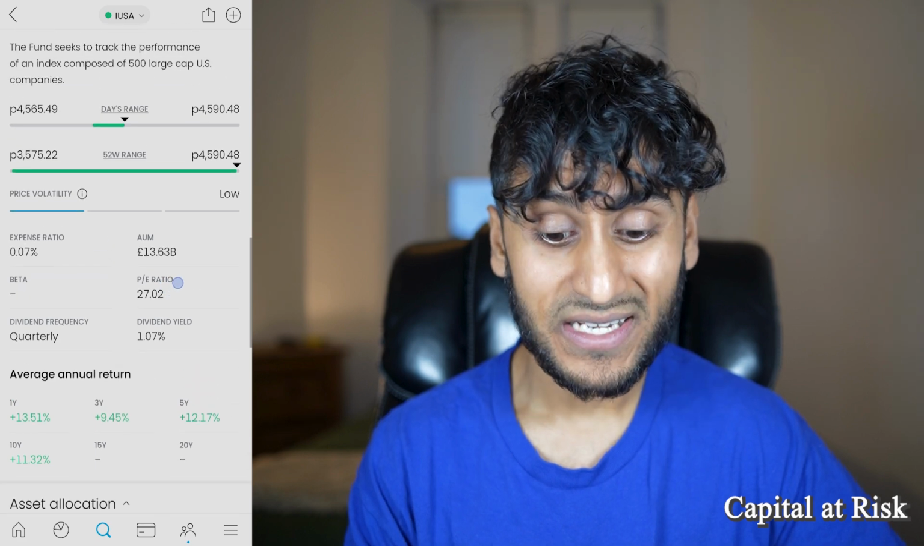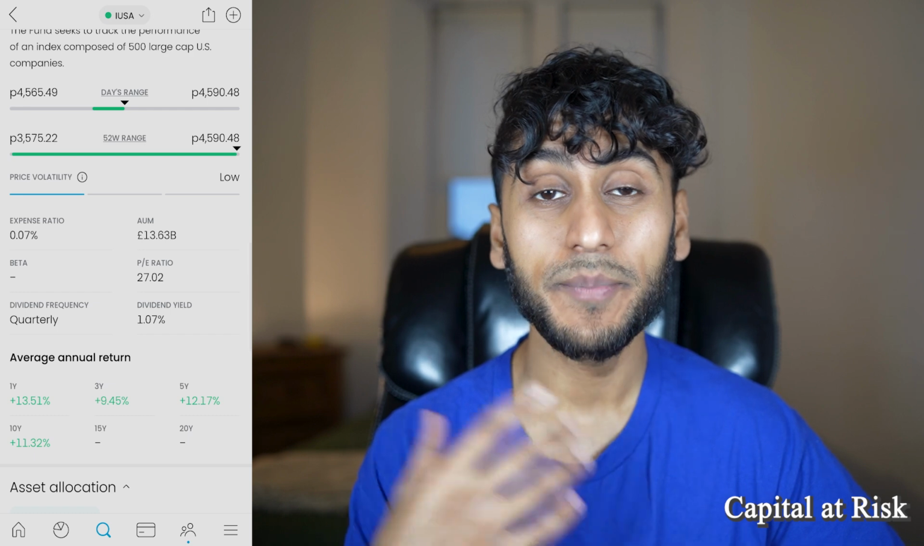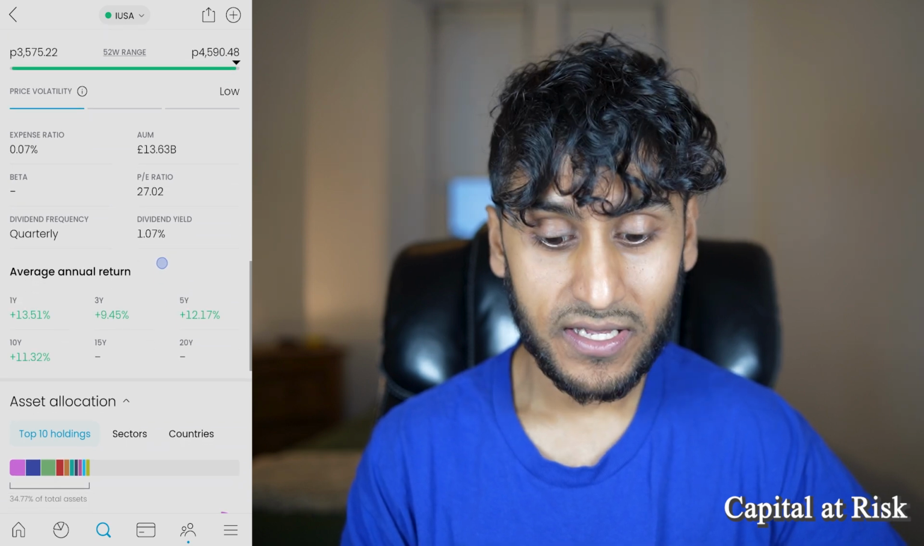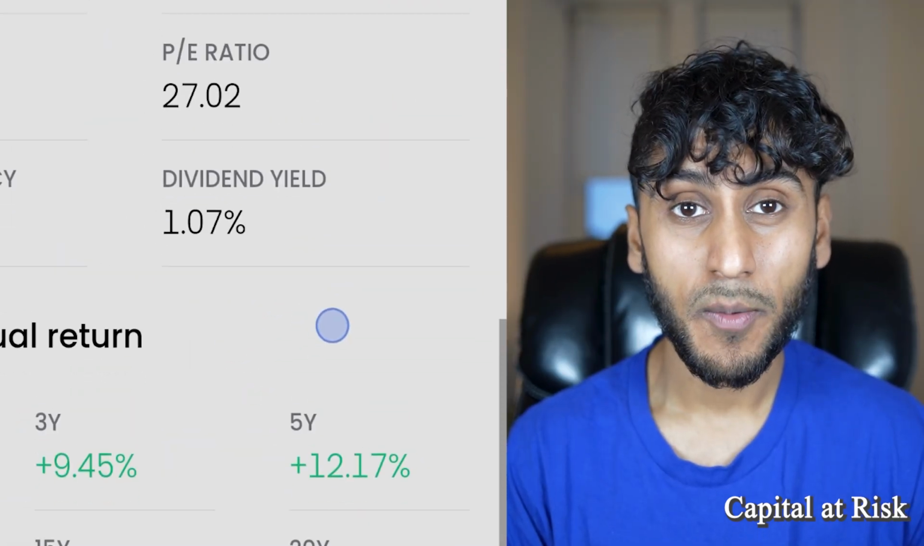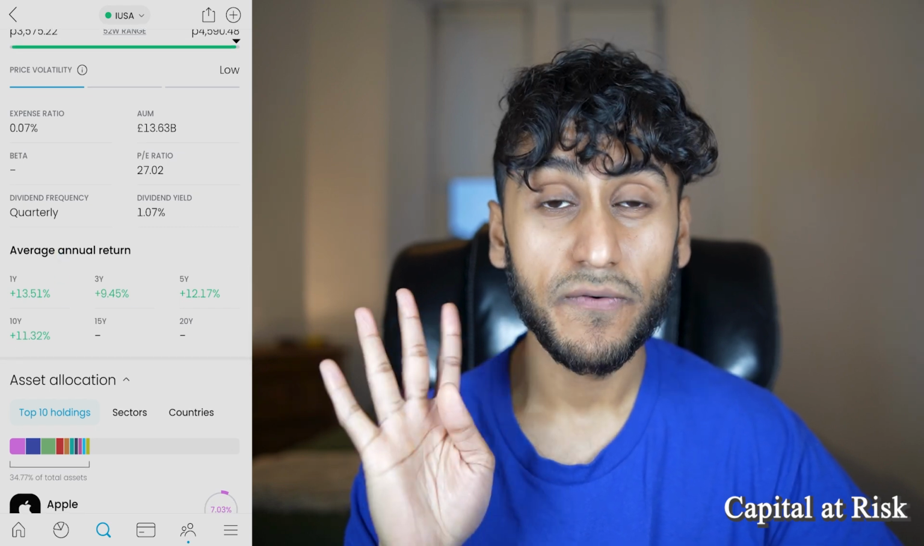Other important things will be assets under management. So this fund actually holds 13 billion plus pounds, which is a big fund, and bigger funds are generally less likely to fail as more people's money is in that. Now also the dividend yield here is 1.07%, so we can compare that too, and the dividend payout frequency is quarterly, so 4 times a year.